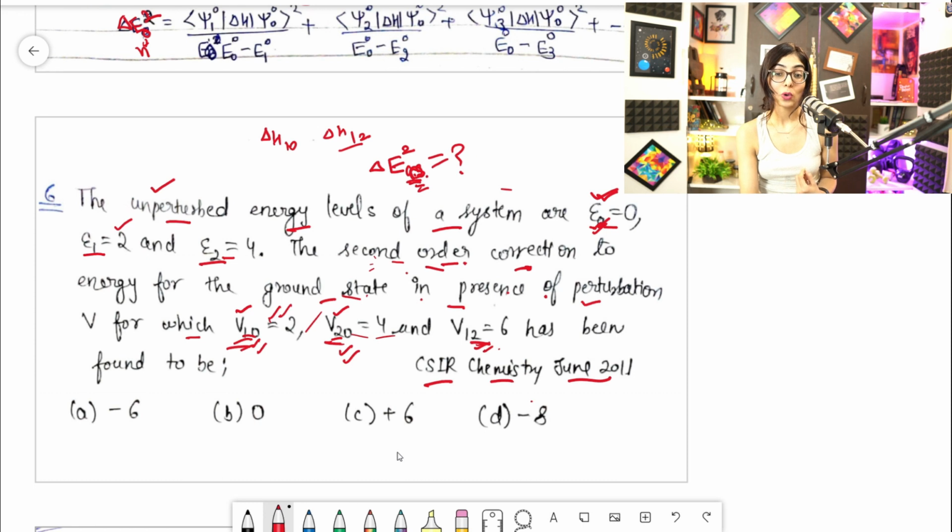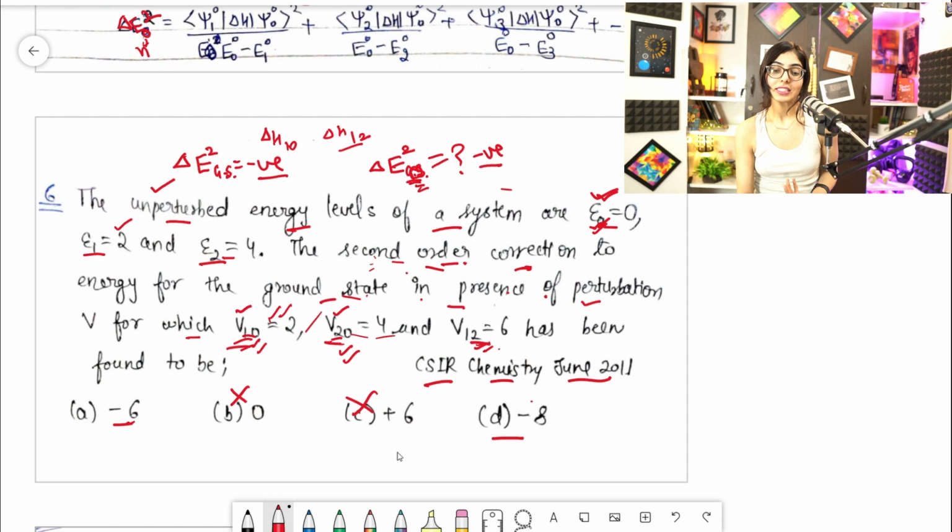So the ground state is always negative, right? So directly you just blindly know that options B and C are incorrect. So the only correct option can be between A and D, right? So the answer can be -6 or -8. Always remember, people who are new here, let me just tell you this thing: the second order correction to the ground state will always be negative. Fine. So the answer can be between these.